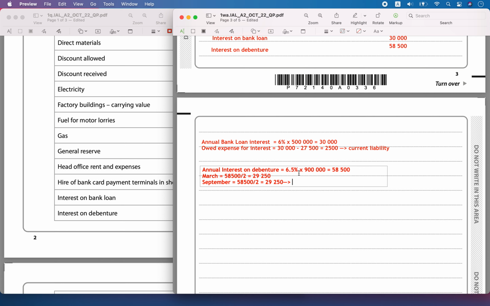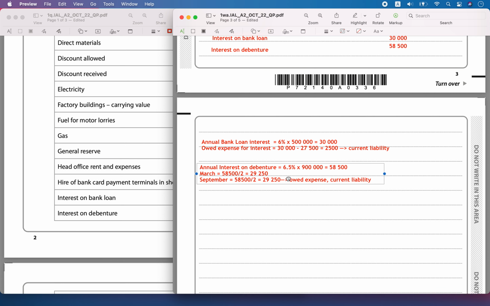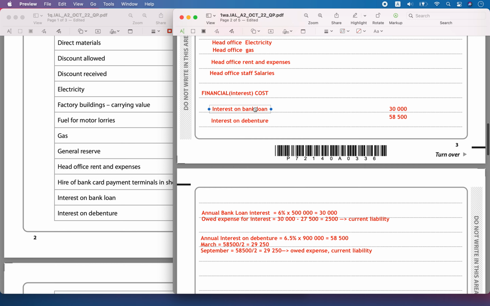So this becomes a current liability because it's an owed expense. Okay, an owed expense and a current liability. You need to pay within this year, that is what it shows. So the 29,250 will become the owed expense.